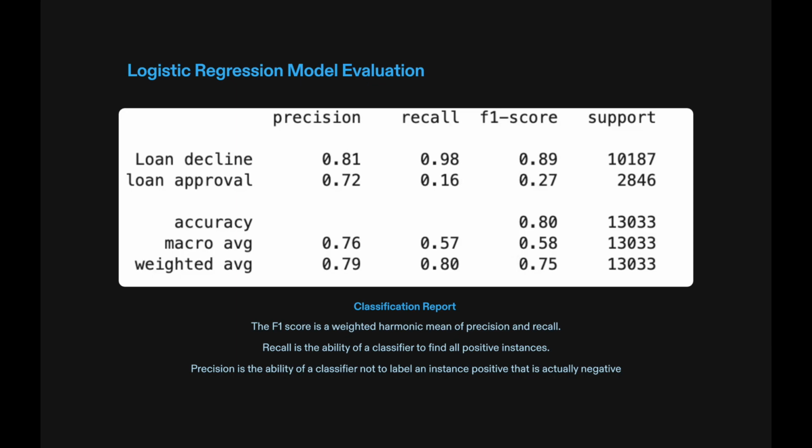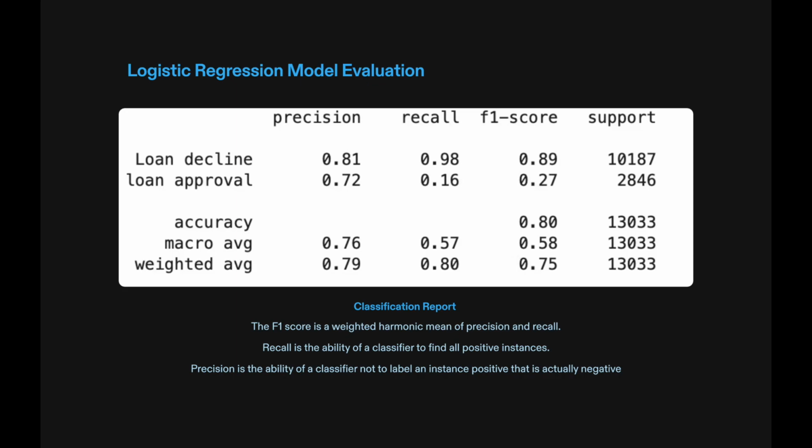The classification report displayed an overall accuracy score of 0.80, a precision score of 0.72, which is the percent of predictions that were correct, a recall score of 0.16, and an F1 score of 0.27 for loan approval within the model. Recall is the percent of the positive statuses that were caught.